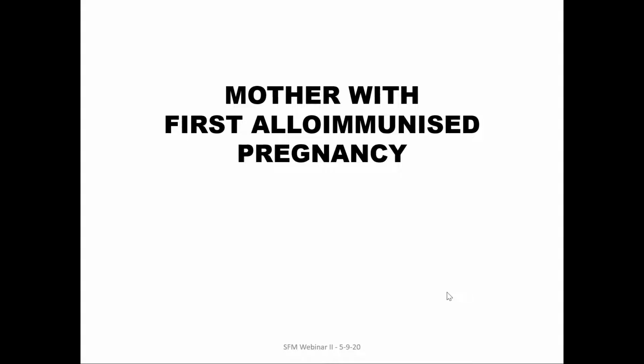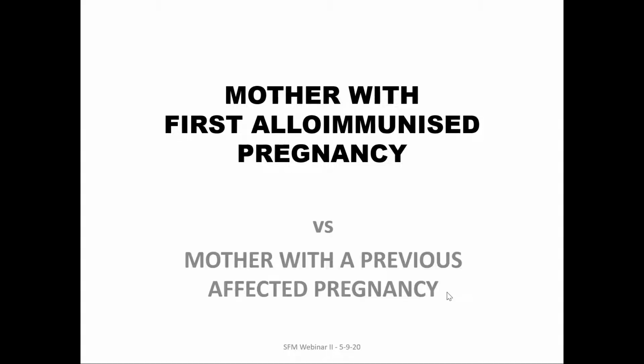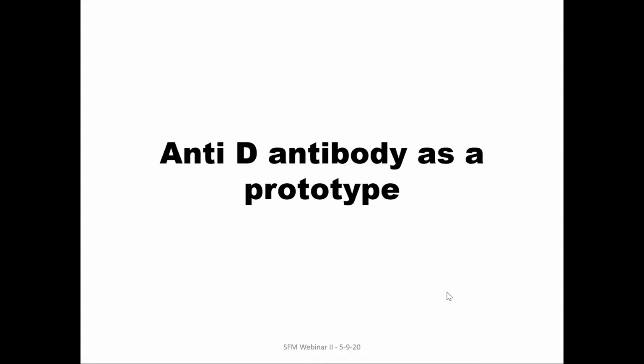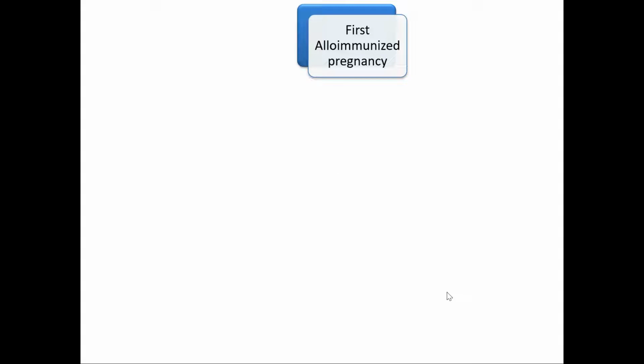Now remember, what we've been discussing is about a mother with a first alloimmunized pregnancy. The reason I'm still saying that is that the management of a mother with a previous affected pregnancy is entirely different, and we will come to that after we discuss management of the first alloimmunized pregnancy. To simplify things, we would assume at this point that the antibody involved is the most common antibody, the anti-D antibody. So we would take this as a prototype for managing this pregnancy.